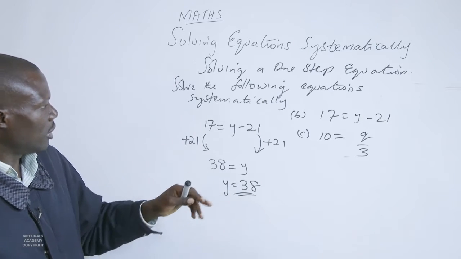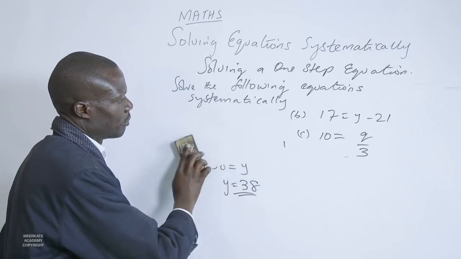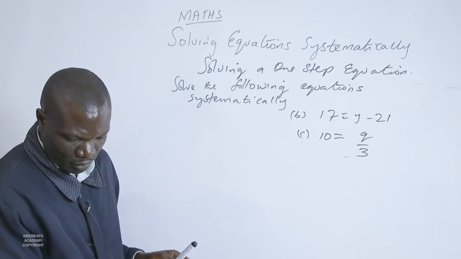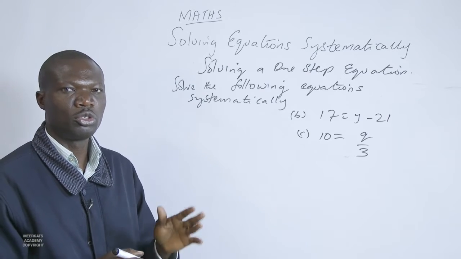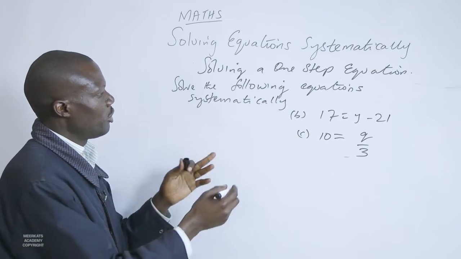For the last one, where we have 10 = q over 3.